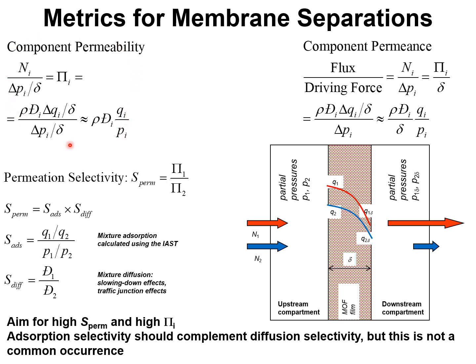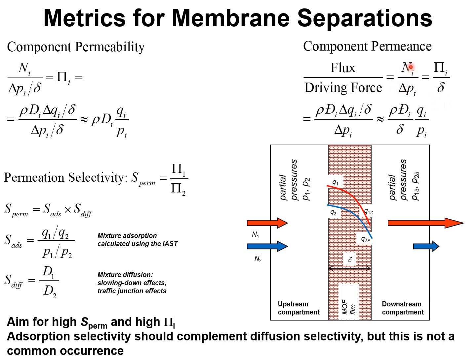The component loadings or component permeabilities can be determined also from experimental data on permeation fluxes, but we need a good estimate of the thickness of the microporous membrane layer. In cases where the component permeabilities are difficult to determine from experimental data because of uncertainties in the precise thickness of the membrane layer, we resort to the definition of the component permeance, which is simply the flux divided by the driving force, Ni divided by delta P, and it's the component permeability divided by the membrane thickness.